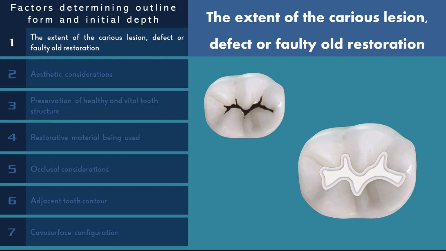So it explains that if the carious lesion is small, the tooth preparation that you are going to prepare will also be small. If the carious extension is wide, your tooth preparation will also be wide. So not only the decay, if there is an old restorative material which is large, and if you are going to replace it, your tooth preparation and your outline form will obviously be large.